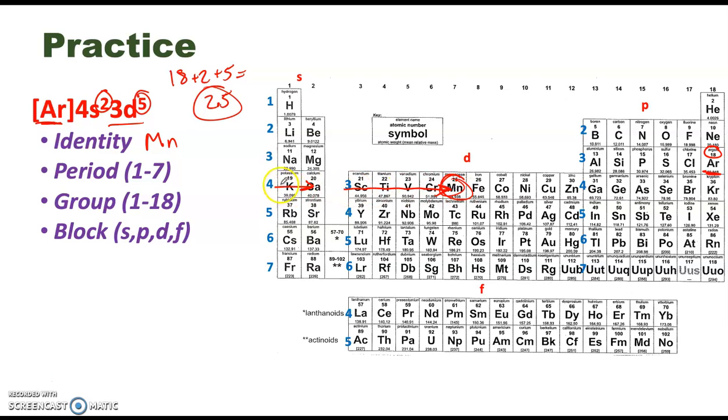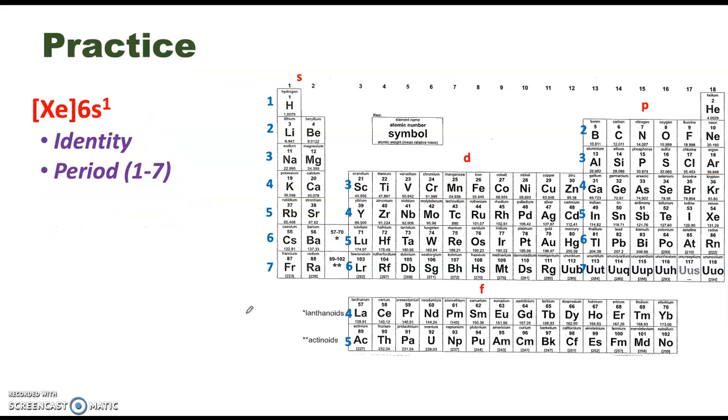Manganese, going all the way back, it is in period 4. It is not in period 3. That 3 is not the period number. So it is in period 4. It is in group 7. If I go up, it's in group 7. And it is in the D block. So I would put D for D block there.